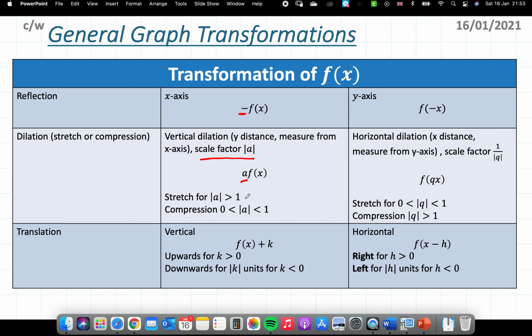Now, it's a stretch if the absolute value of your a is bigger than 1, and it's a compression if it's less than 1. For example, if it's 2 f of x, if it's negative 2 f of x, both of these are stretches because the absolute value of both of them is more than 1. But if it's a negative 1 over 2 or a 1 over 2 f of x, then both of these are between 0 and 1. The absolute value is between 0 and 1. I know negative 1 over 2 is less than 0, but the absolute value of negative 1 over 2 is between 0 and 1. Therefore, it's a compression.